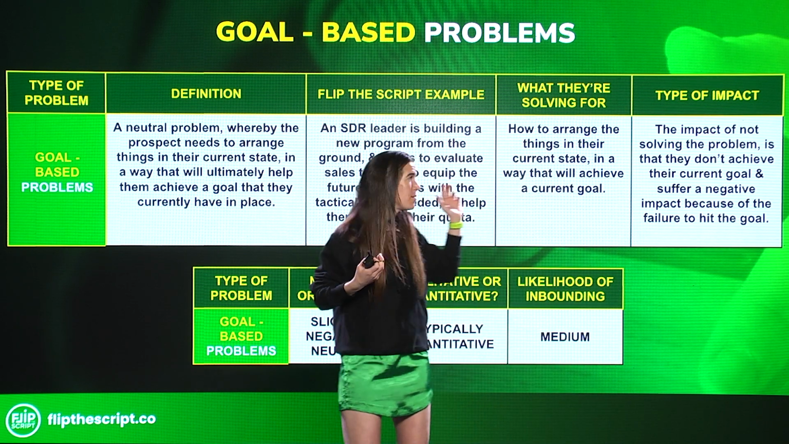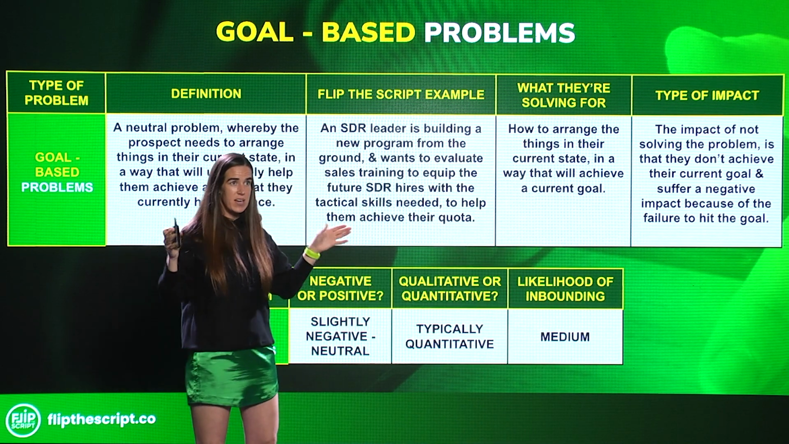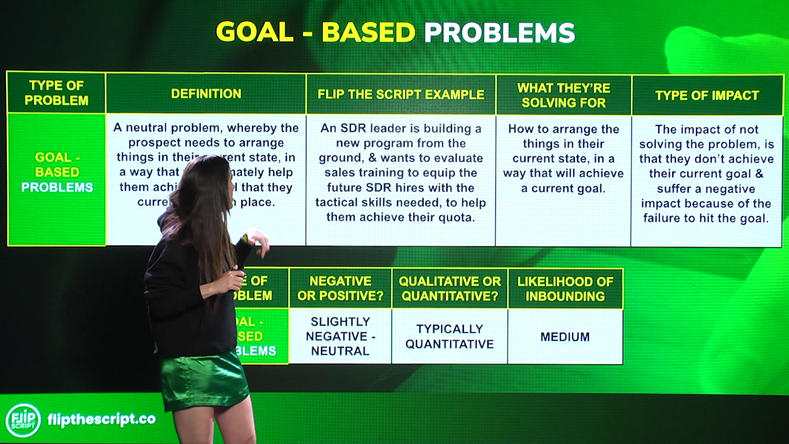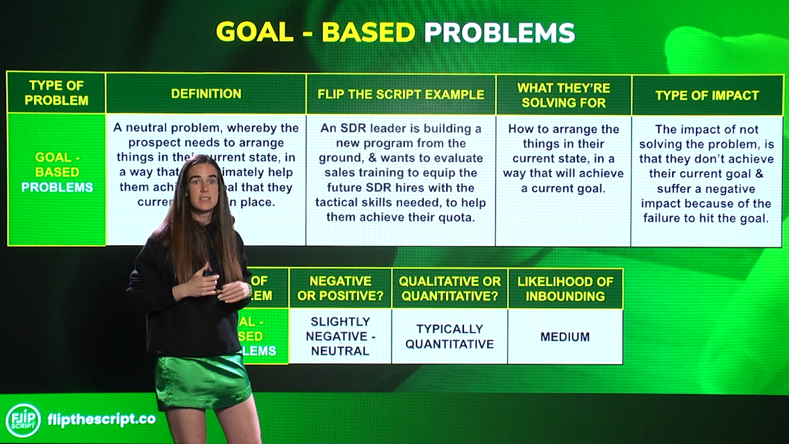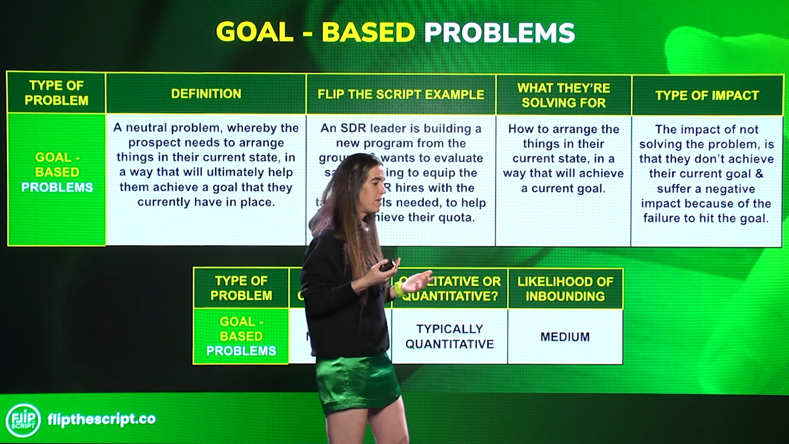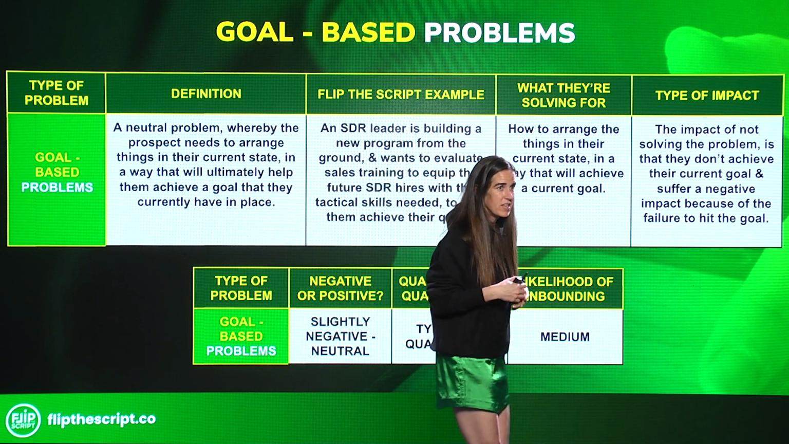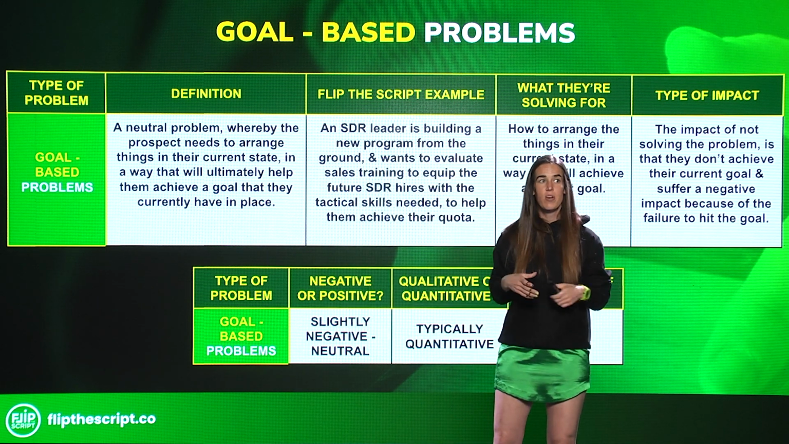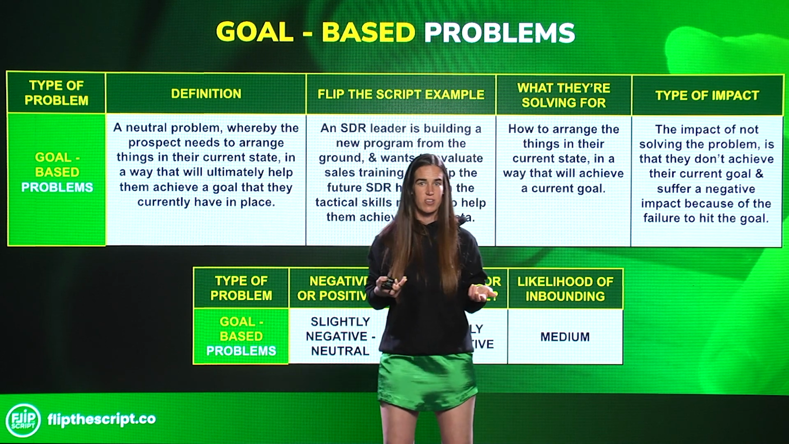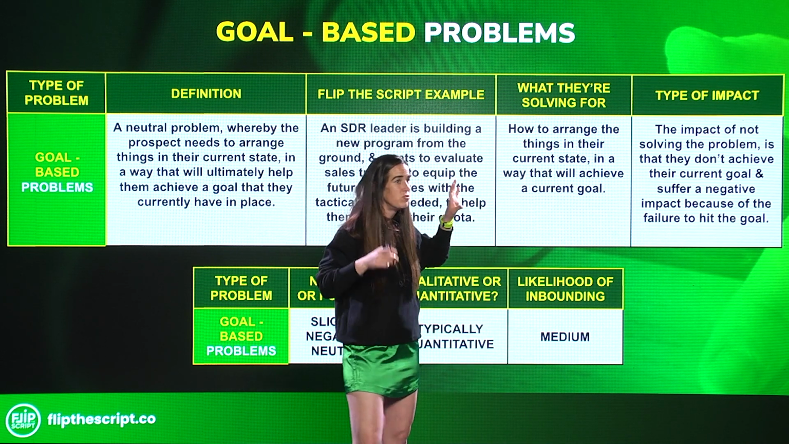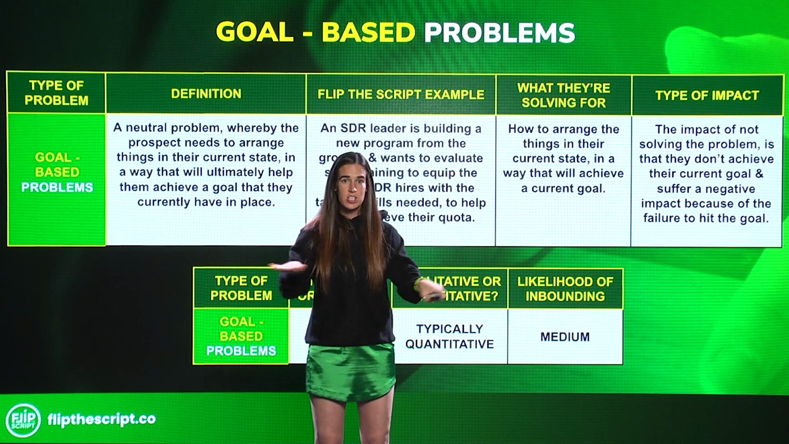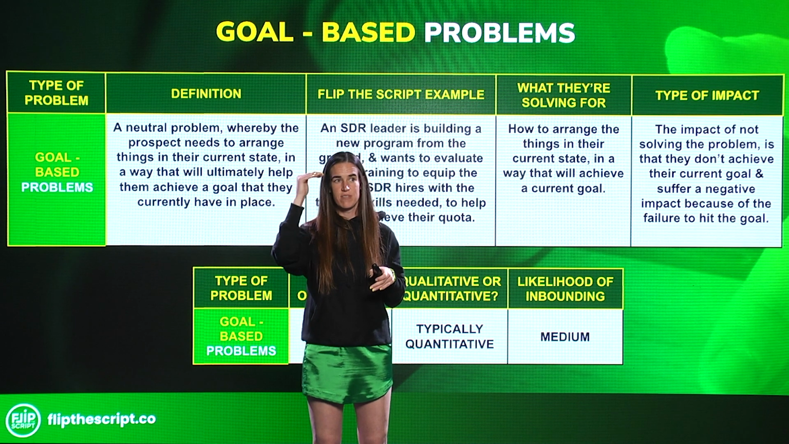So flip the script example would be there is no negative impact currently. There's no negative impact that they're afraid of. But the SDR leader is, let's say they're building a program from the ground up. They don't have anyone in place. They have a metric that's currently issued in, and they're hiring people. And they know that a piece of that is that their SDRs likely need to be trained in terms of sales training. So what they're trying to solve for in their case, not solve, is how do I arrange things within my current state to achieve a metric?